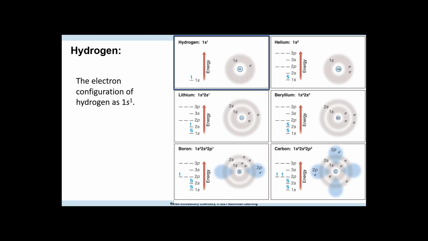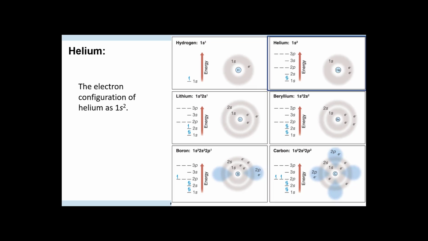So superscript 1. This is said as 1s1. That's how you would say this. The electron configuration of hydrogen is 1s1. This means 1s, that the energy level is 1, the sublevel is s, and there is 1 electron in this orbital. Let's look at helium.